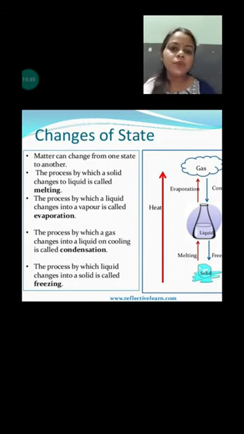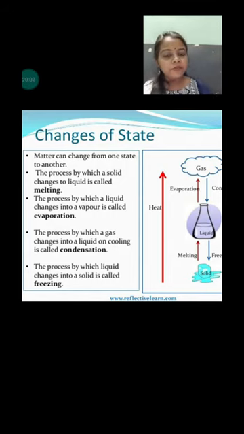Here I am giving you an example. If I am boiling the water, if I am providing heat, it converts into water vapor. Water is the example of a liquid and water vapor is the example of a gas. So by heating we are converting water into water vapor. That means liquid is converting into gas.